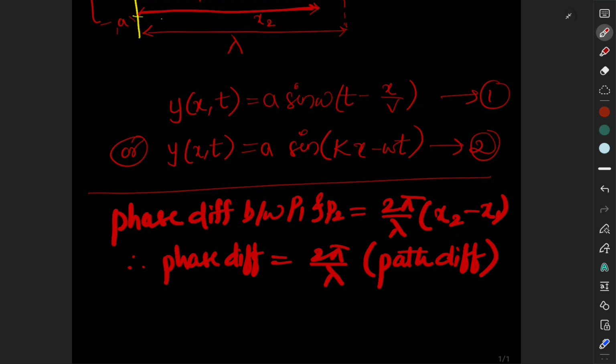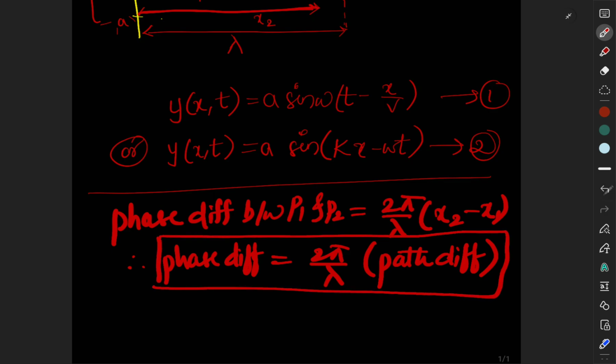So how can you remember the expression for the phase difference? Phase difference is equal to 2 pi by lambda times path difference. That can be obtained by remembering that the difference in the phase of 2 pi corresponds to the path difference of one wavelength. So you have to remember this expression, it's very important. Phase difference is equal to 2 pi by lambda times path difference.